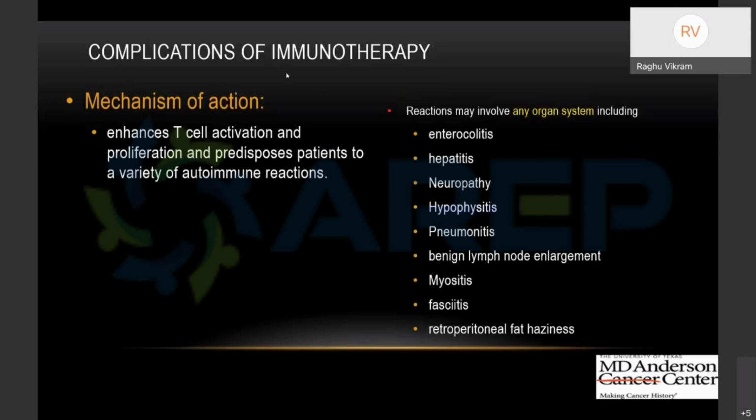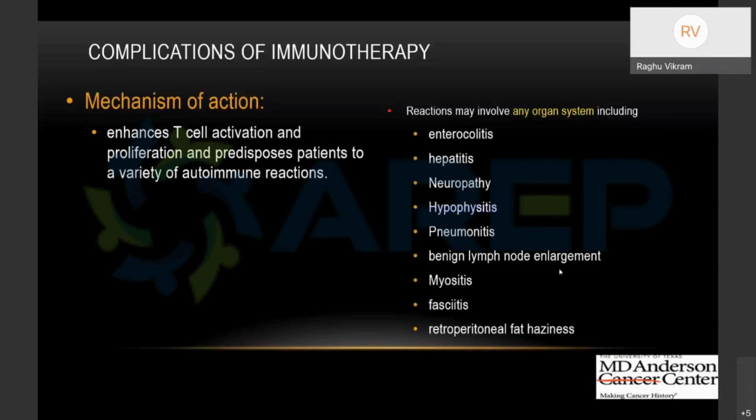So think of immunotherapy as an autoimmune reaction. It enhances T cell activation and proliferation, and you can have reactions involving any organ system. We see any and everything. Enterocolitis, hepatitis, which you may or may not see on imaging, neuropathy, hypophysitis, we can see that on MR, pneumonitis that we see on CT, benign lymph node enlargement, most commonly called metastatic or progressive disease.